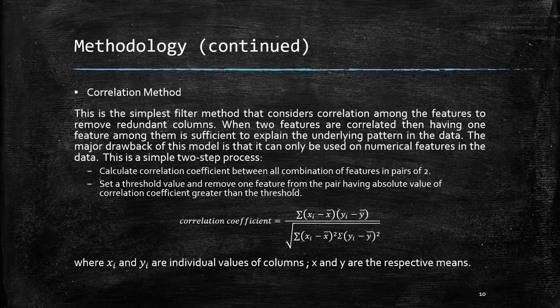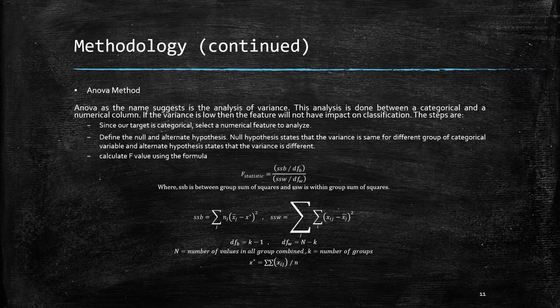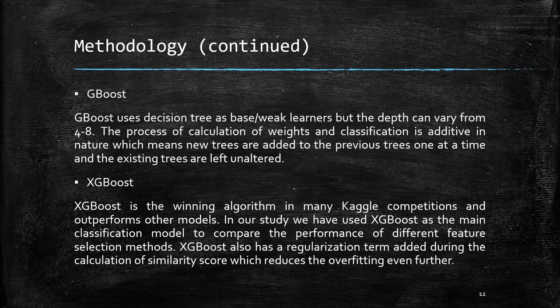Next is the correlation method. Here the concept is that if two features are highly correlated, then one feature is enough to explain whatever the data is saying, so the other feature is just redundant. For our study, whichever coefficient value is greater than 0.8, we have removed one feature out of the group of features. The ANOVA method makes use of the concept of variances. If the variances are different, then it belongs to two different groups, otherwise it belongs to the same group.